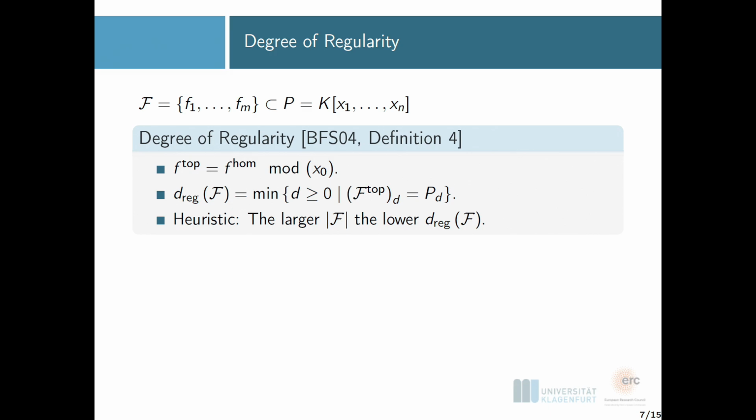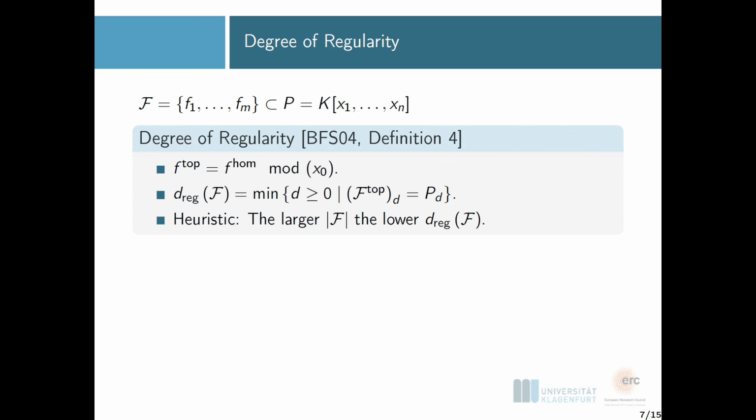So if we take a single polynomial f, then f is a sum of monomials, and these monomials might have different degrees. But if we only keep the subsum of monomials of the highest degree, then we get a homogeneous polynomial, which is called the highest degree component of f. Okay, and then given a polynomial system f, we say that it has a degree of regularity D if the vector space of homogeneous polynomials in degree D is generated by the homogeneous highest degree components of our input system f in degree D.